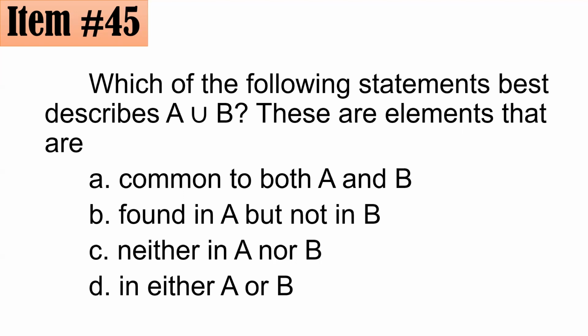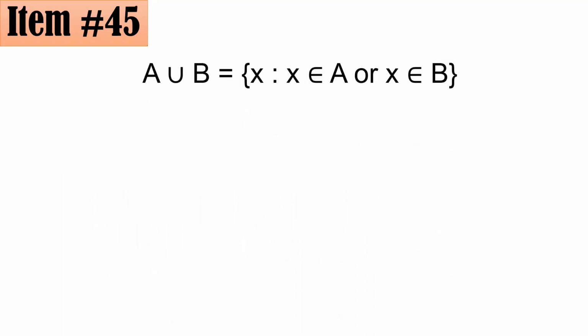Okay, please comment po your answer. Okay, may sumagot ng A, both A and B. Meron din namang sumagot ng D, in either of A or B. Hati po yata tayo ah. Yung iba sa atin A, yung iba sa atin D ang sagot. Pero kapag sinabi po nating union, if we say A union B, it is actually the set of all x such that x is in A or in B.